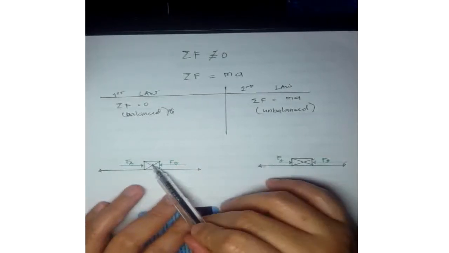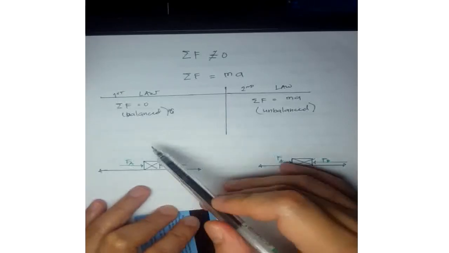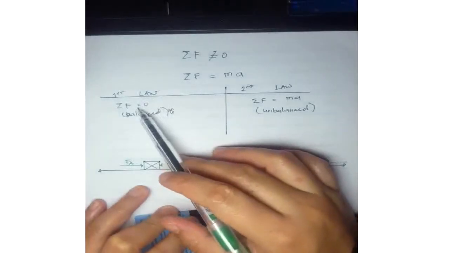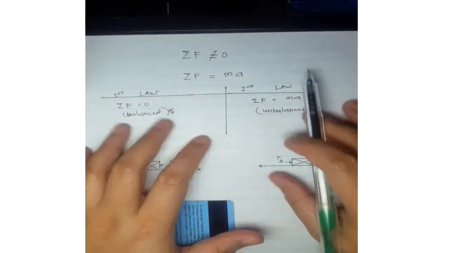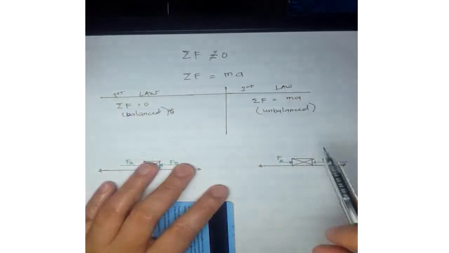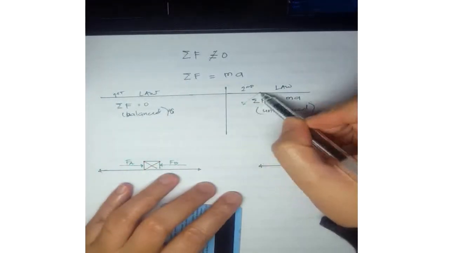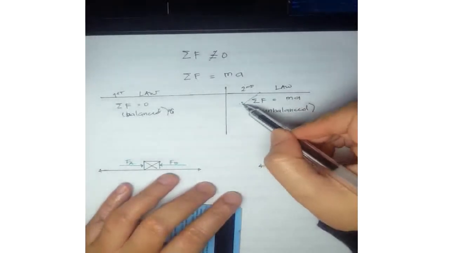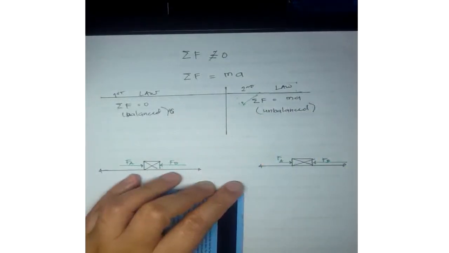While on this figure or illustration, the forces acting on it are balanced. So, there's no acceleration. Okay, so that is the main difference between the first law and the second law. But for this topic, we will discuss Newton's second law further.